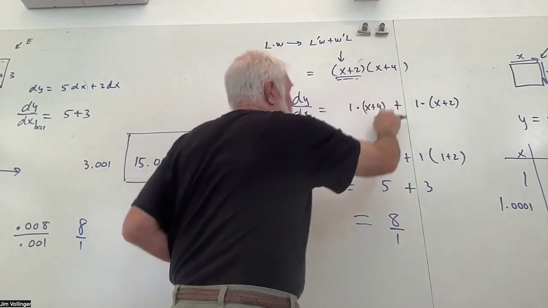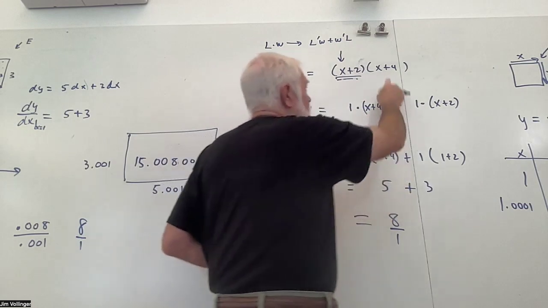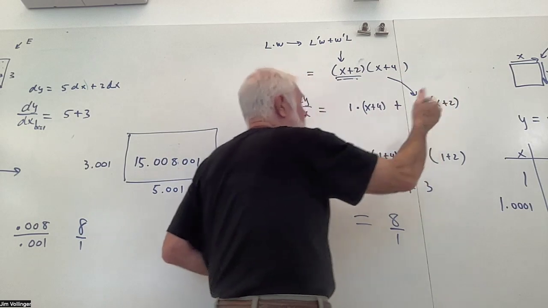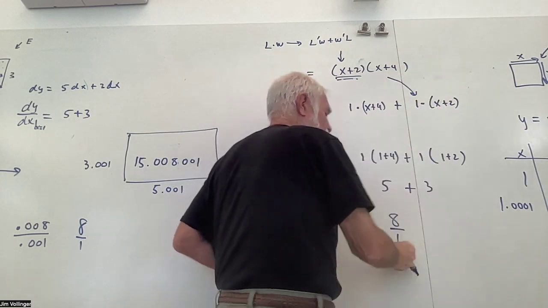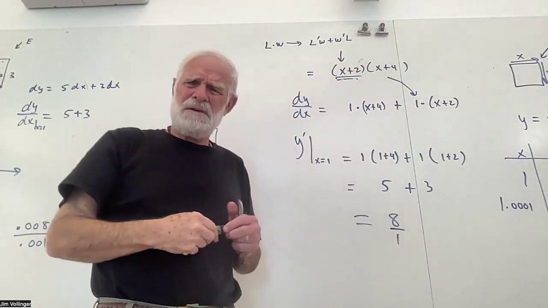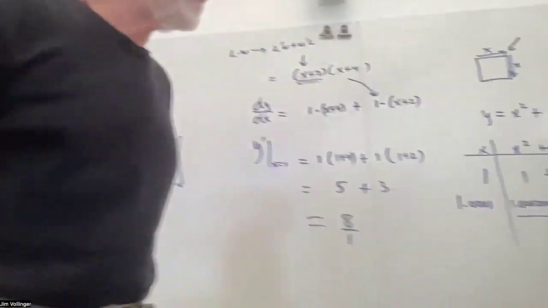And holding that constant, 1 plus 4. You can see here gets us 5. And then if we do the derivative of x plus 4, which is also 1, times x plus 2, we substitute 1, we get our 5 plus 3, which is 8. You can kind of see where this product rule comes from. Now I'm going to do a more complicated one in a moment.